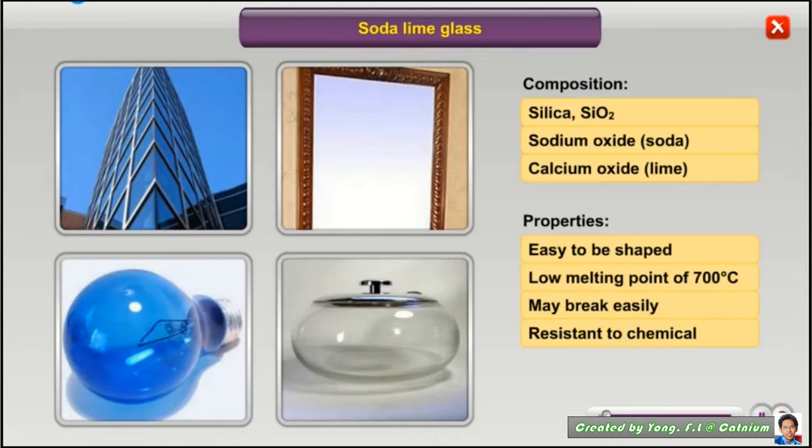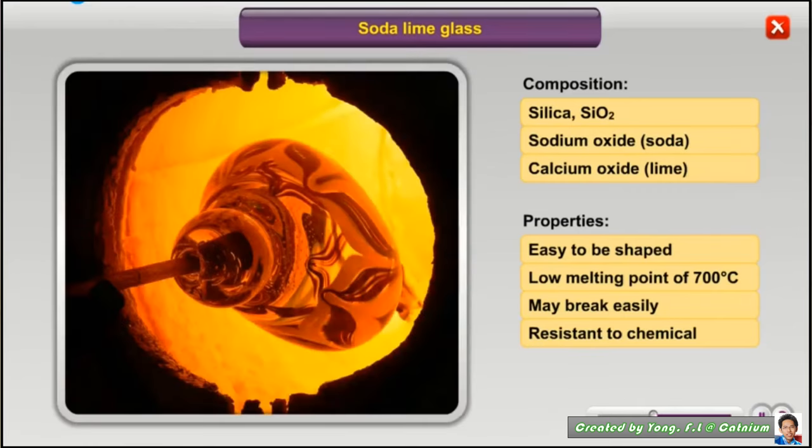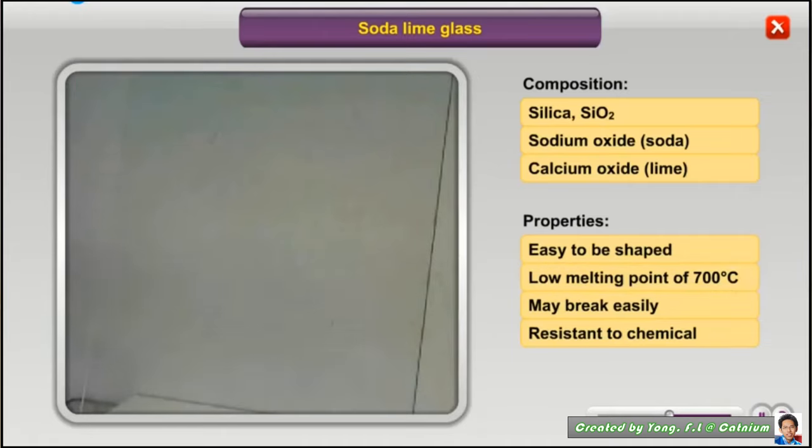The most common type of glass is soda-lime glass. Soda-lime glass is composed of 60 to 80% silicon dioxide, 15% sodium oxide, and 10% sodium carbonate. A low percentage of other materials can be added for a desired characteristic. Soda-lime glass has a relatively low melting point of 700 degrees Celsius. It is less resistant to heat and may break easily.